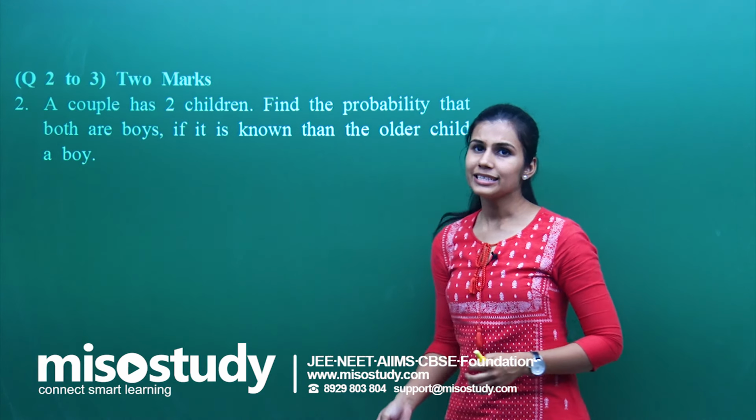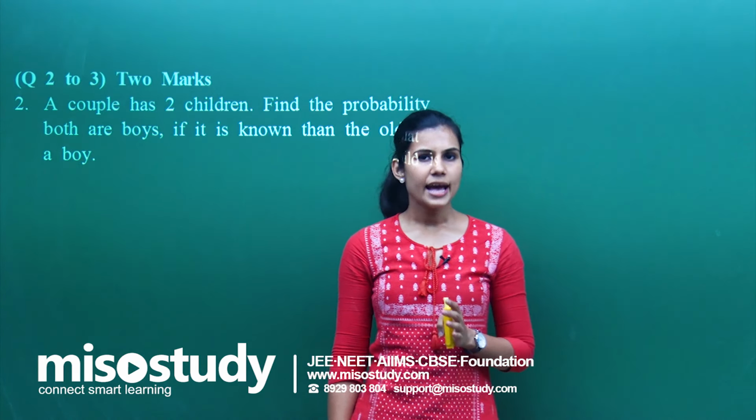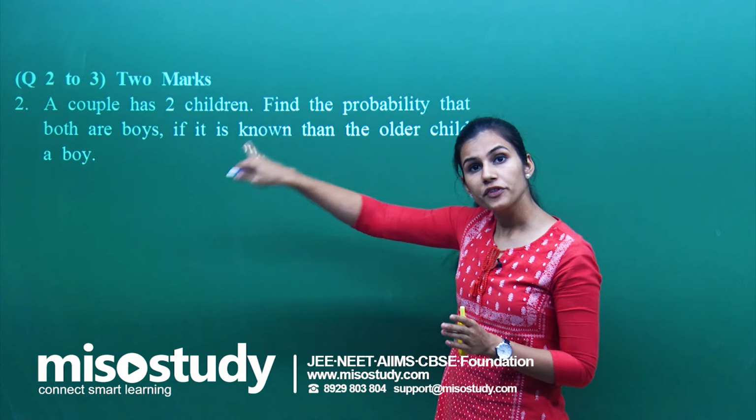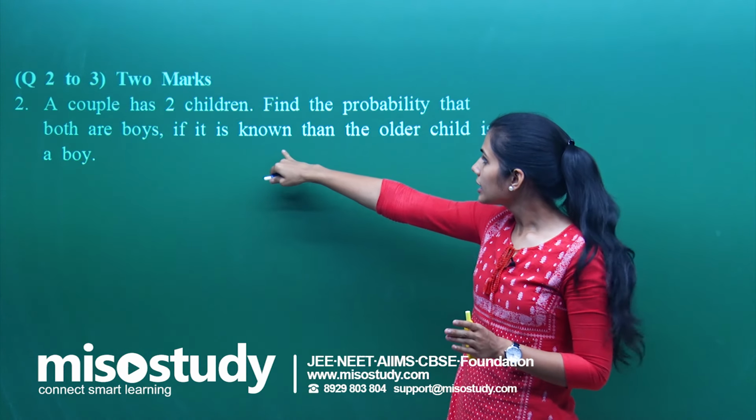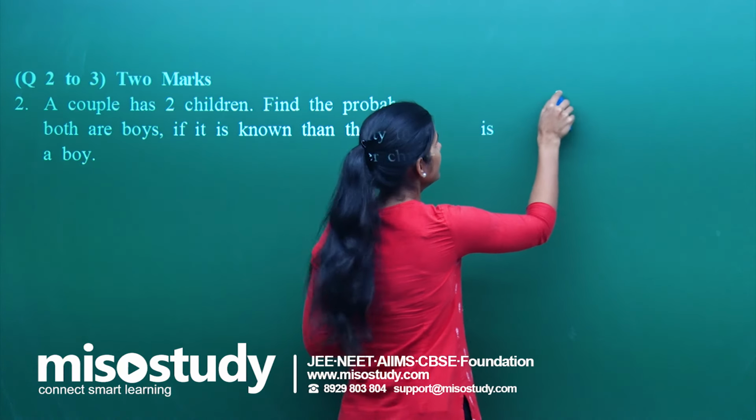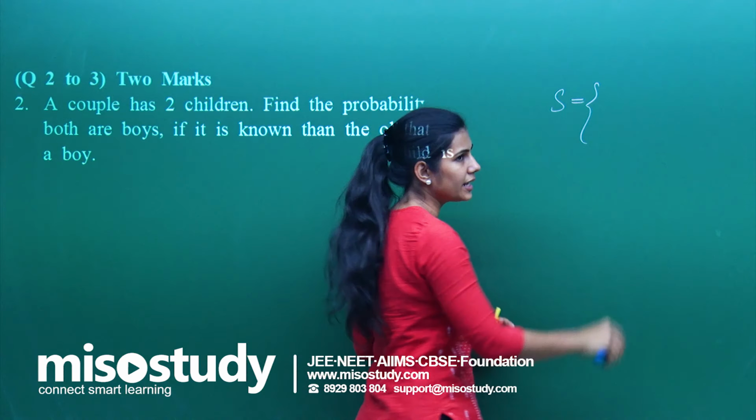Okay, so if a couple has 2 children and we want to find the probability that both the children are boys, given that the older child is a boy, how do you start your question? Sample space, what would that be?